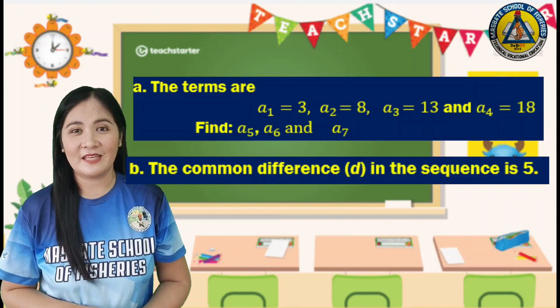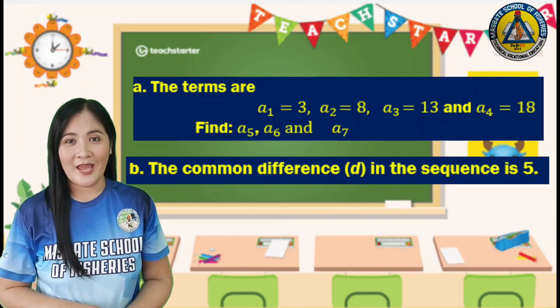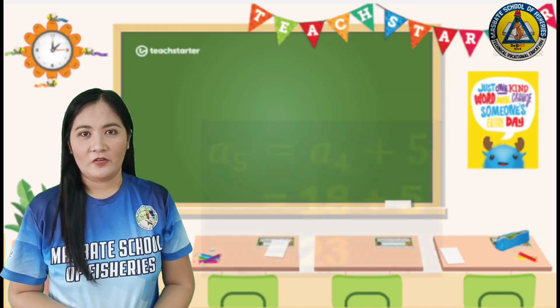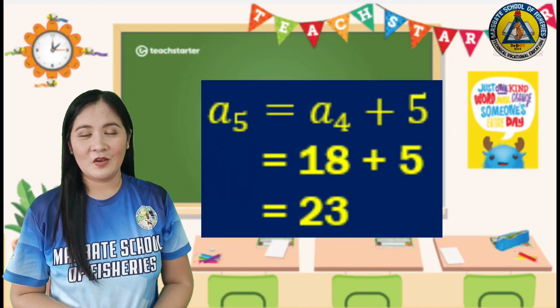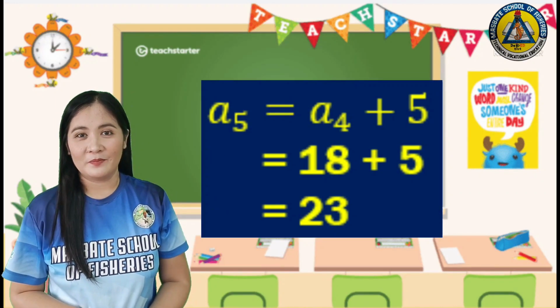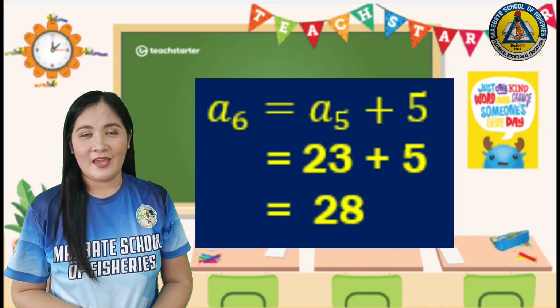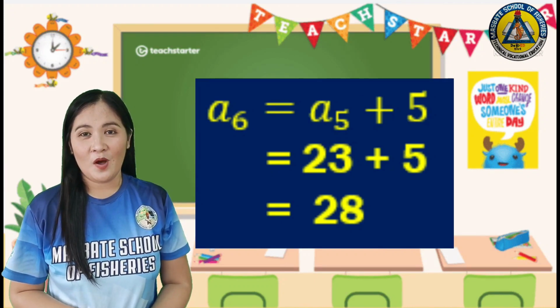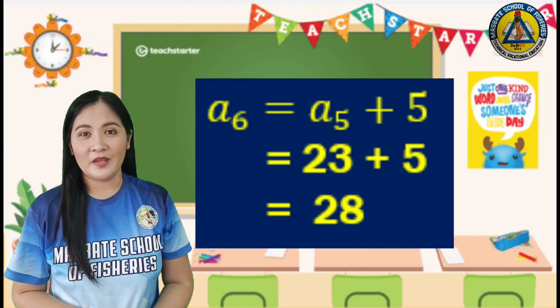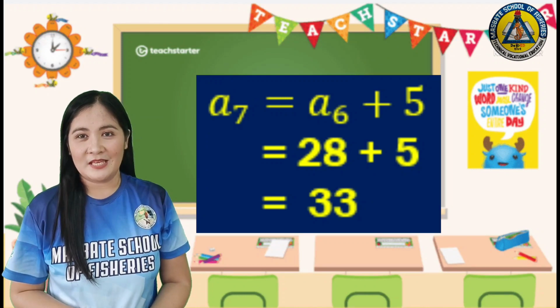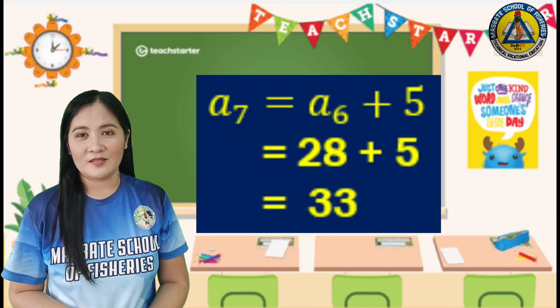The common difference d in the sequence is 5. To get the next three terms, add 5 to each of the preceding terms. Thus, a sub 5 is equal to a sub 4 plus 5 equals 18 plus 5 equals 23. A sub 6 is equal to a sub 5 plus 5 equals 23 plus 5 equals 28. A sub 7 equals a sub 6 plus 5 equals 28 plus 5 equals 33.